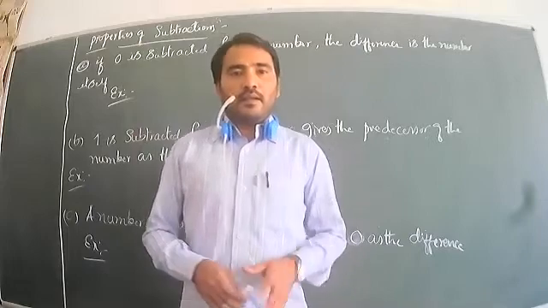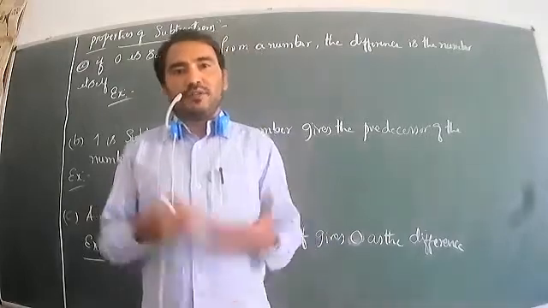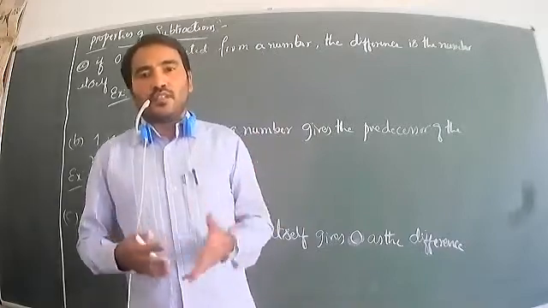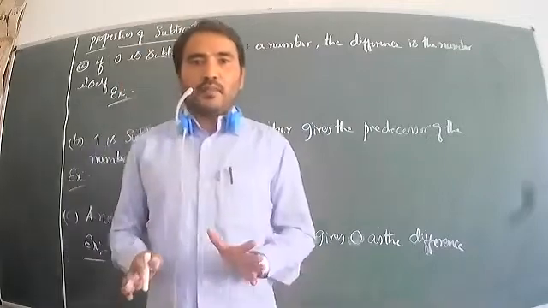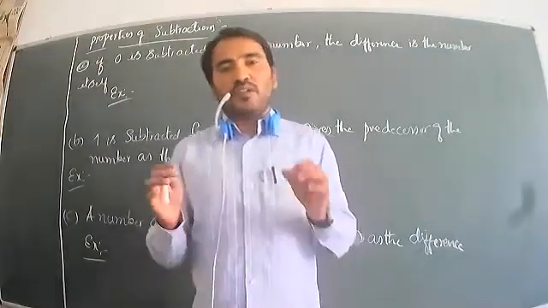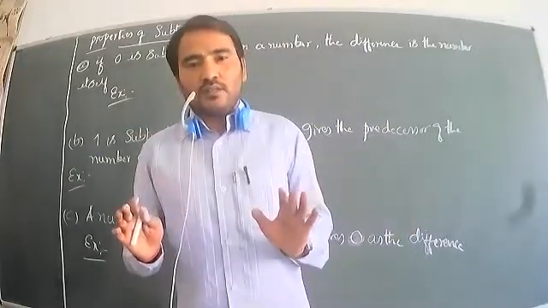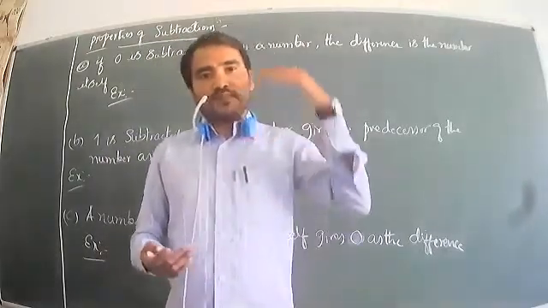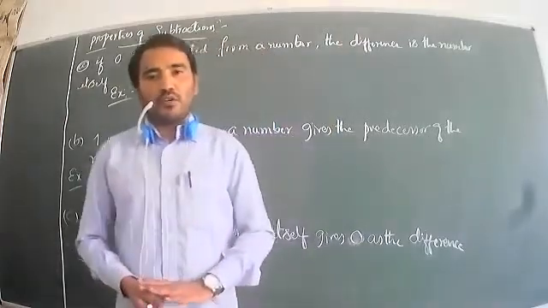Students, in the previous class we learned the subtraction order. What is meant by subtraction? In the subtraction order, which is the minuend and which is the subtrahend, we have already learned. Today we will learn about the properties of subtraction. Minuend means the bigger value, subtrahend means the smaller value, and the answer of subtraction is called the difference.